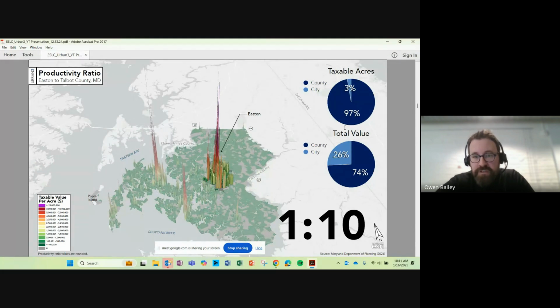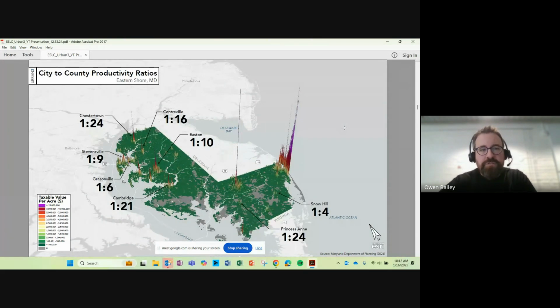So again, what's good in Chestertown is great for the county, which sort of shows that we should be investing in having more productive development in our urban cores and try to limit development outside of them, which, as you can see here, is much less productive. So here are the ratios throughout the rest of the Eastern Shore.